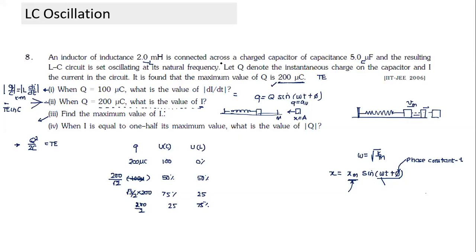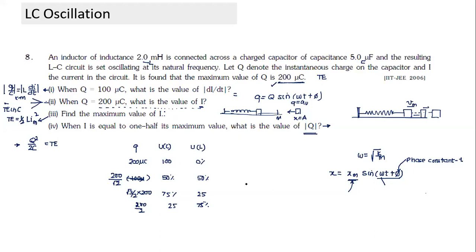Complete energy is in the form of magnetic energy. So this should be simple. When the current is maximum, I equate the total energy to 1/2 L I max square. And when I is equal to half its maximum value, what is the value of Q? Can someone answer without putting pen to paper? What is the value of Q when I is half of the maximum value?